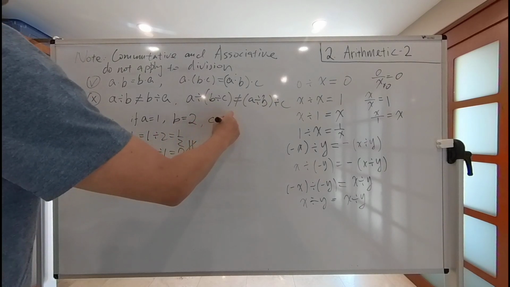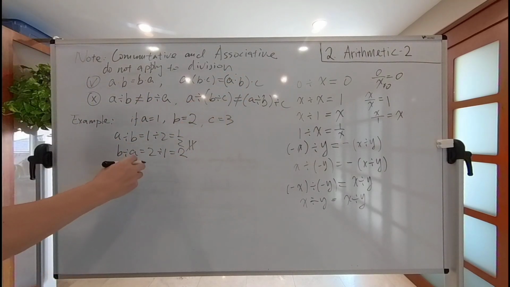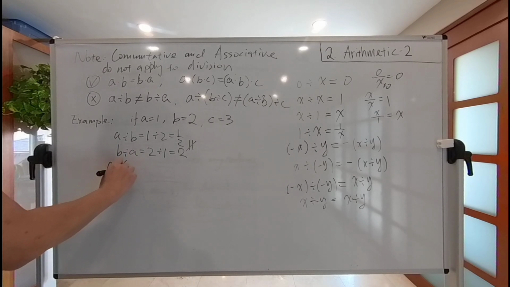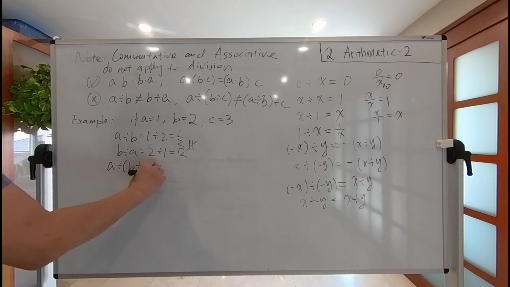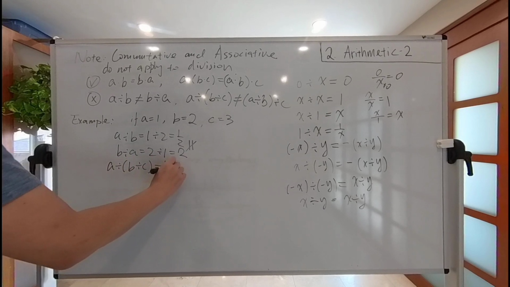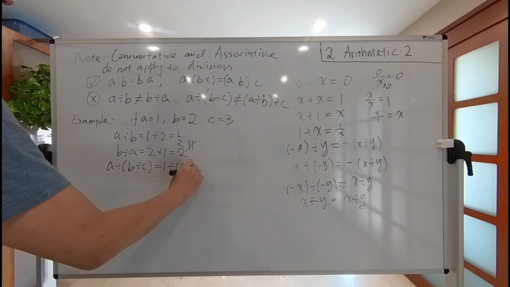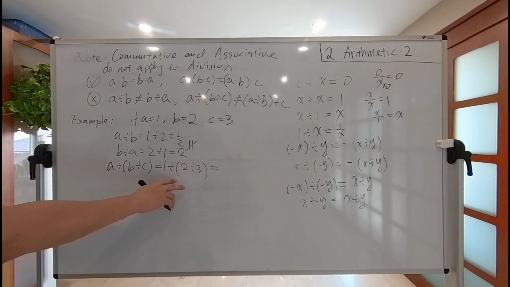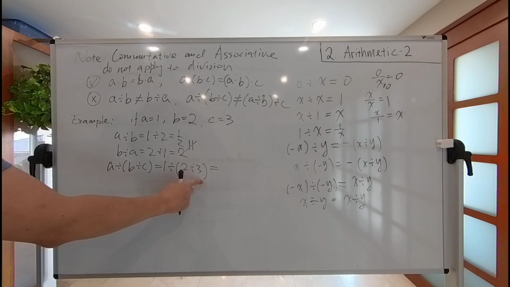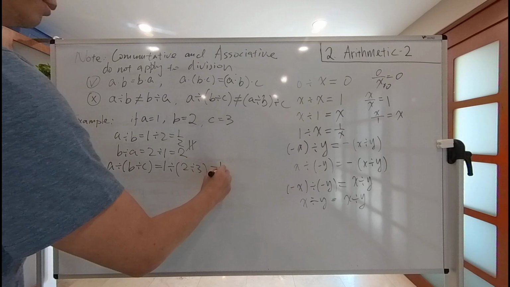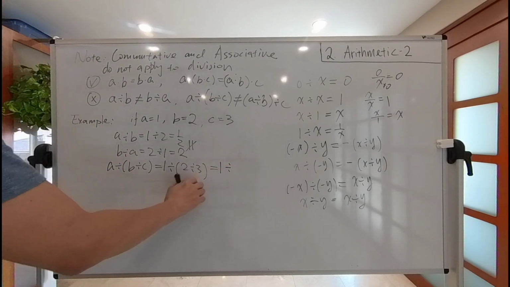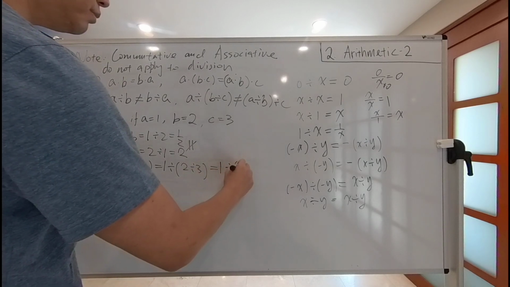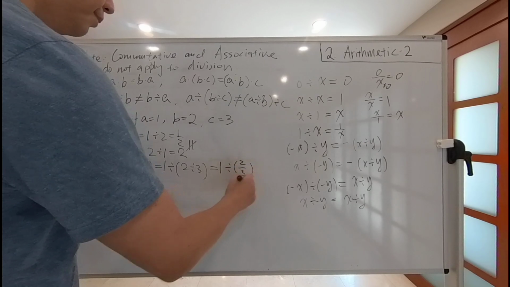Also, let's check the associative rule. So if I have a divided by b divided by c, which is 1 divided by 2 divided by 3. Remember the order of operations: we should always operate the expressions within a bracket first. So we leave 1 divided first. 2 divided by 3 is 2 over 3.